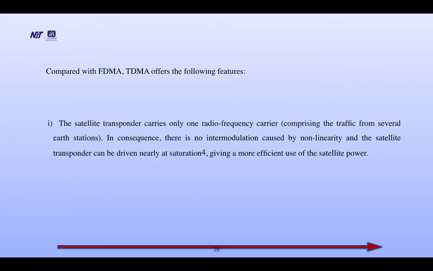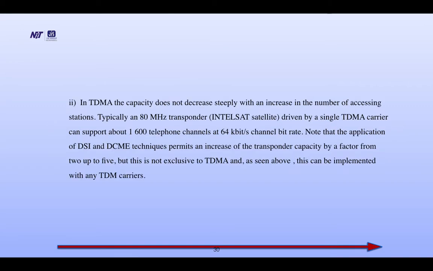Compared with FDMA, TDMA offers the following features. The satellite transponder carries only one frequency carrier comprising the traffic from several earth stations. In consequence, there is no intermodulation caused by nonlinearity, and the satellite transponder can be driven nearly at saturation, giving more efficient use of satellite power. In TDMA, the capacity does not decrease steeply with an increase in the number of accessing stations.